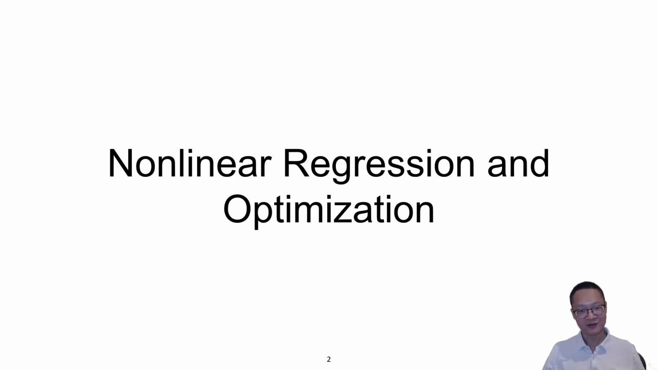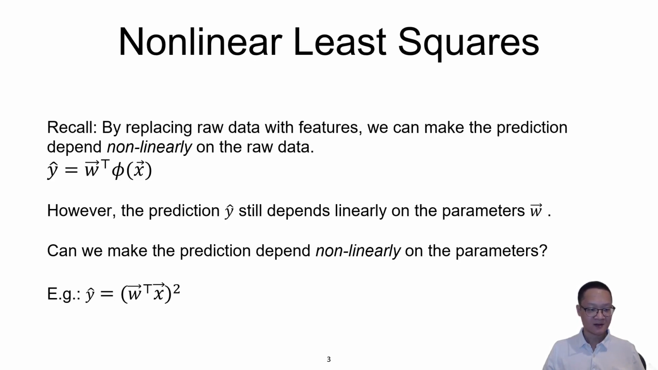Okay, now we're going to move on to nonlinear regression and optimization. So let's look at nonlinear least squares. Remember that previously we had this linear model, but the mapping between x and y could also be nonlinear by using some features of x. But the reason that we can still train W very easily was that y hat still depends linearly on W.